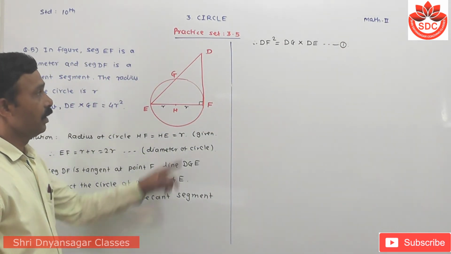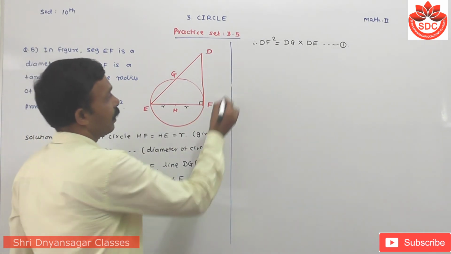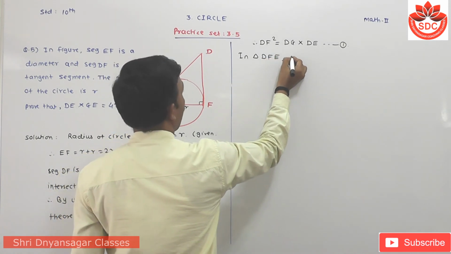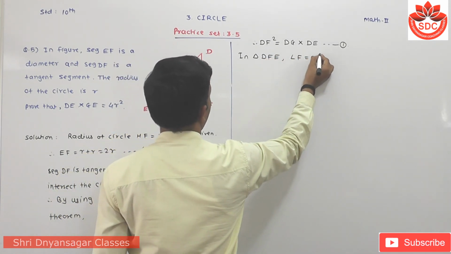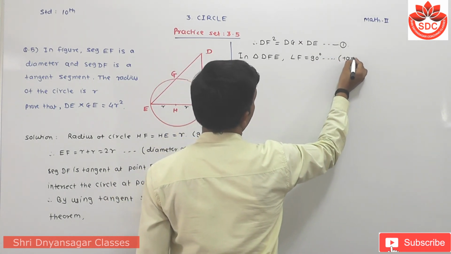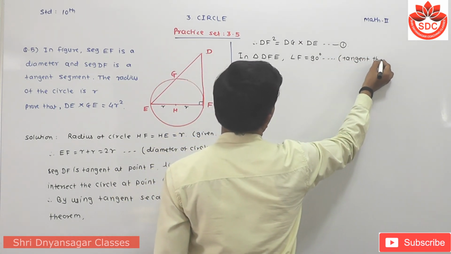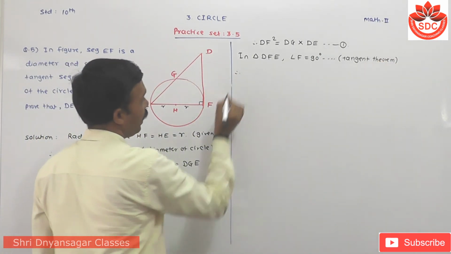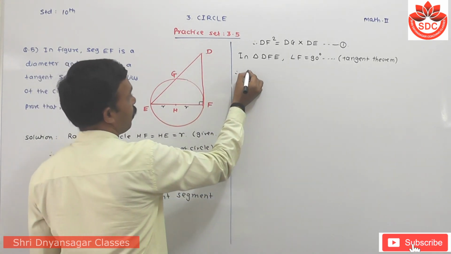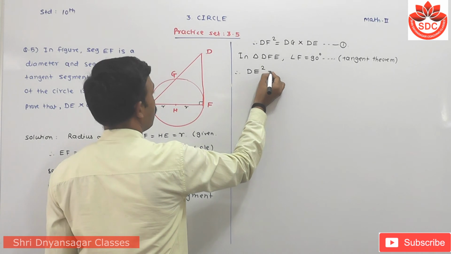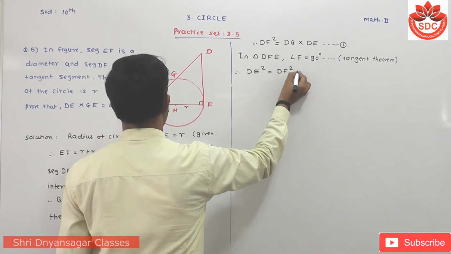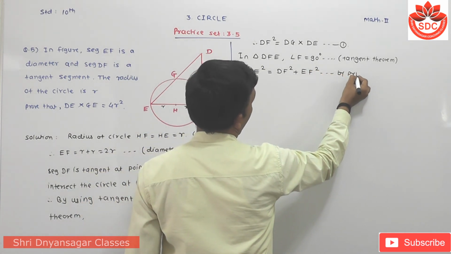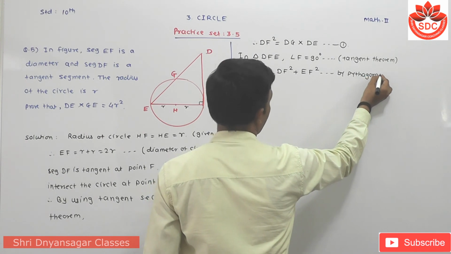Then in this triangle DFE, angle F is equal to 90 degrees because of the tangent theorem. So by using Pythagoras theorem, we write here hypotenuse is DE, means that DE square is equal to DF square plus EF square by Pythagoras theorem.